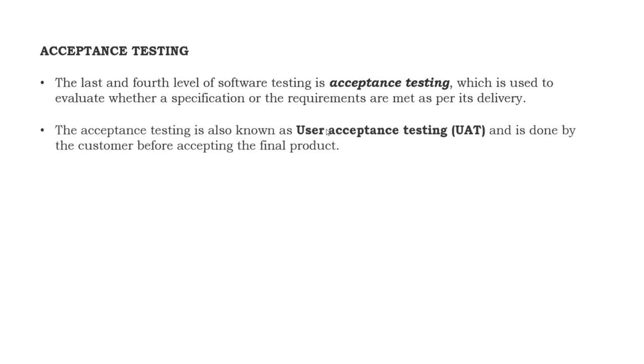Acceptance testing is also known as user acceptance testing and is done by the customer before accepting the final product. First we perform our testing in SIT, which is System Integration Testing, and then UAT is User Acceptance Testing. In user acceptance testing, the customer performs the verification. He will validate whether the application is working as per the requirement or not, and he will give the final approval before it goes to production. That is where acceptance testing comes into the picture.